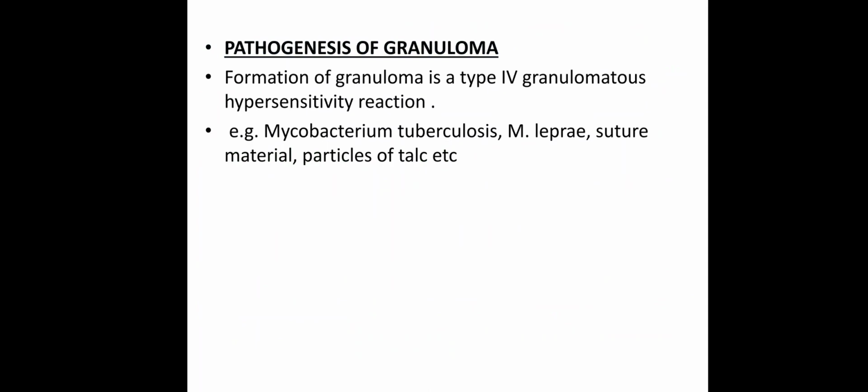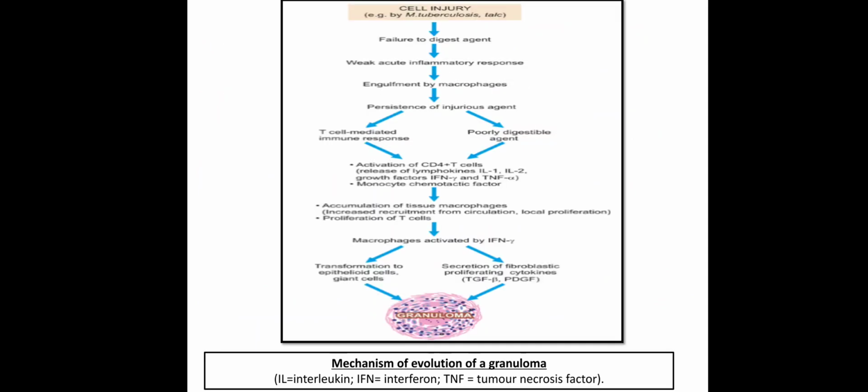Pathogenesis of granuloma. Formation of granuloma is a type 4 granulomatous hypersensitivity reaction. Examples: Mycobacterium tuberculosis, Mycobacterium leprae, suture material, particles of talc, etc. Here, this is the mechanism of evolution of granuloma.